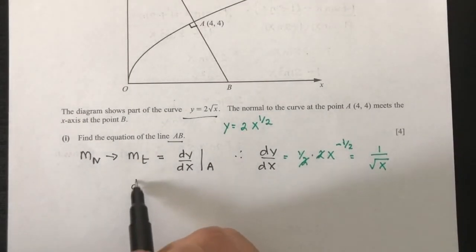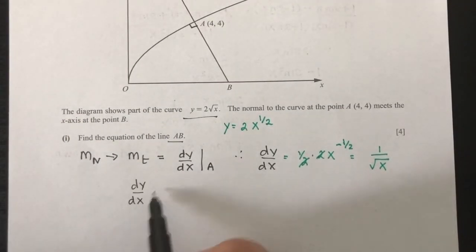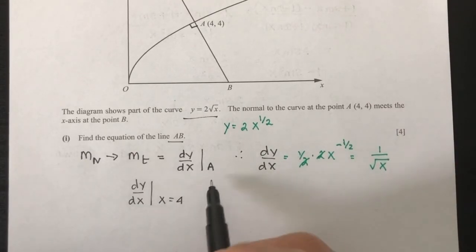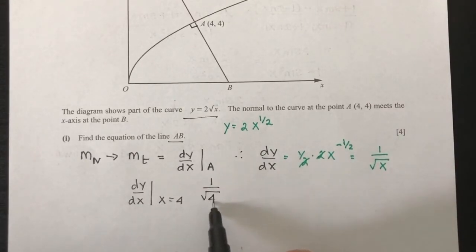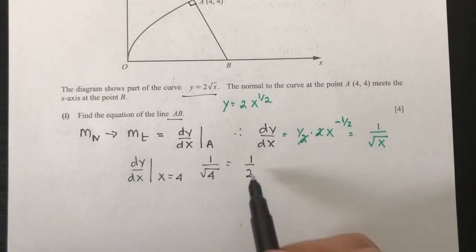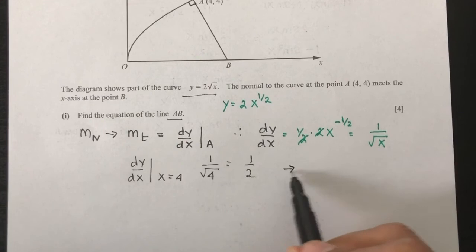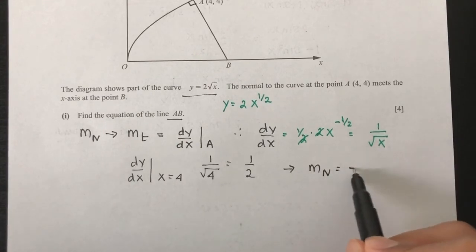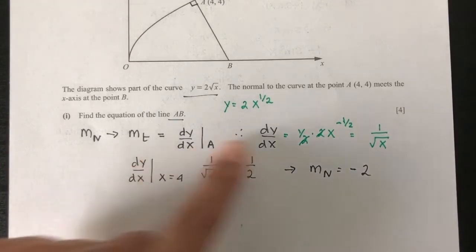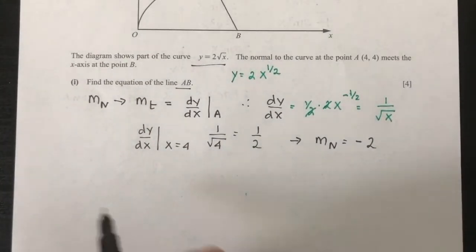So we have to find dy by dx at A, where x is equal to 4. That will be 1 over root of 4, which is 1 over 2. Now since we know the gradient of the tangent, from this we can find the gradient of the normal. That should be minus 2.